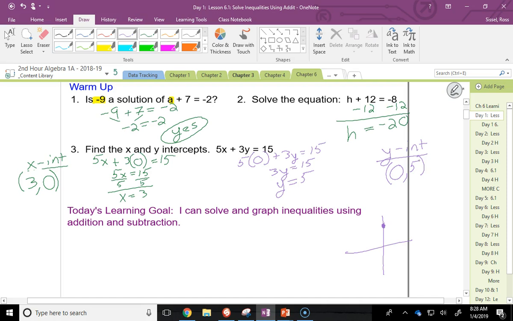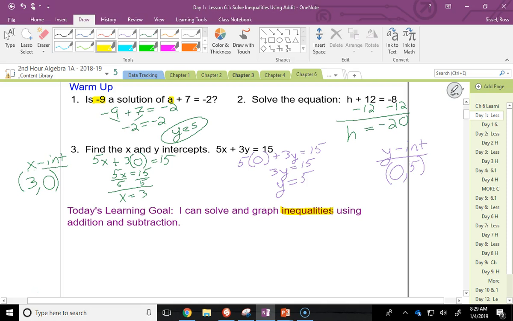All right. Today what we are going to begin working on is we are going to say I can solve and graph inequalities using addition and subtraction. Today we're going to start with an easy one, just addition and subtraction. But my first question is, what is an inequality?